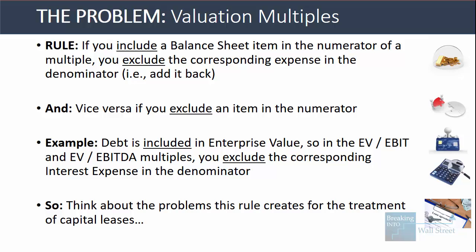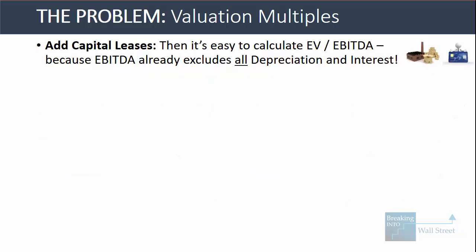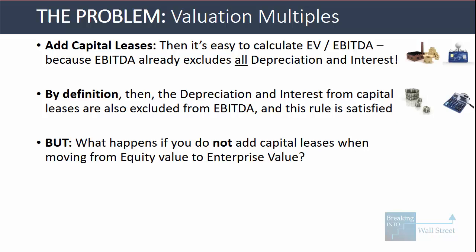You can think about now the problems that this rule creates for the treatment of capital leases. If you do what we just did and you add the capital leases, it's easy to calculate enterprise value to EBITDA because EBITDA already excludes all the depreciation and interest. By definition, since it excludes all depreciation and interest, in other words, it adds them back or it never had them to begin with, then the depreciation and interest from capital leases are also excluded from EBITDA, and so this rule is satisfied.